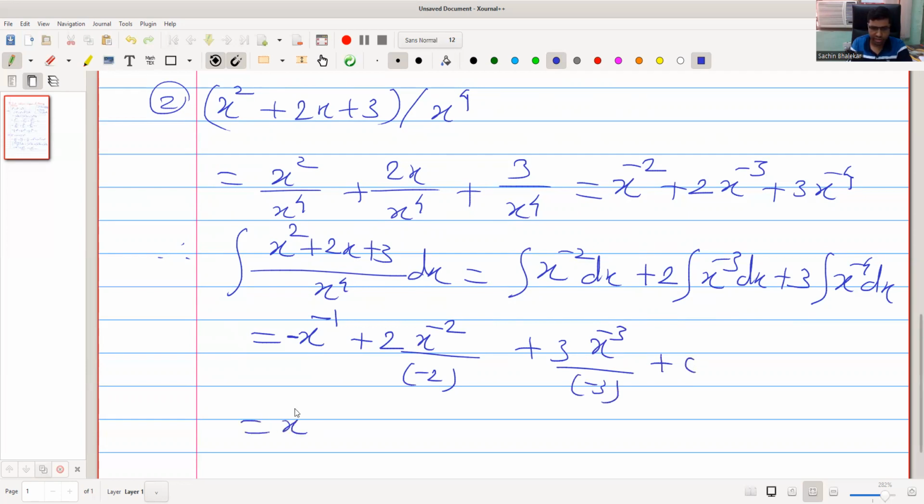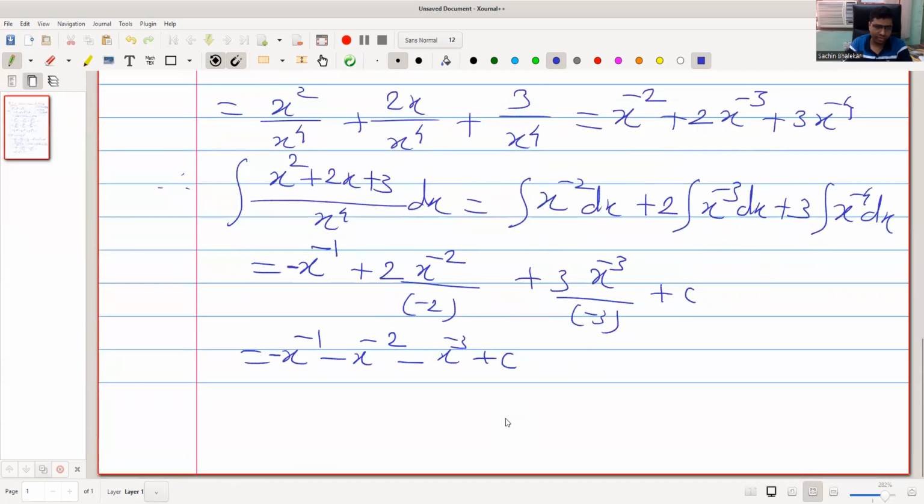And this is equal to x raised to minus 1. Here we can cancel 2. Okay, and this will be minus 1 in the denominator. It can be minus sign. Okay, so minus x raised to minus 2. So this should also be minus. And similarly, this is minus x raised to minus 3 plus c. Okay, so this is the required solution.